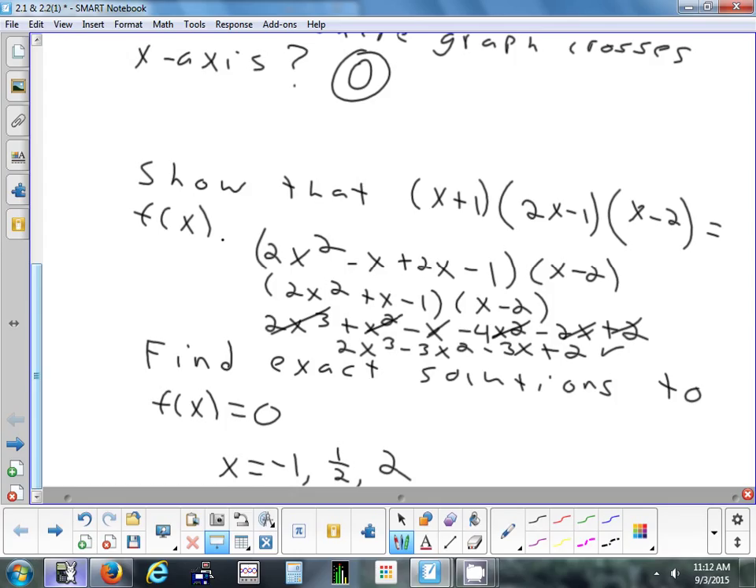Look what happens if you plug in 1/2. 2 times 1/2 is 1. 1 take away 1, 0. 0 times anything, 0. The last one, if you fill in 2, 2 minus 2 is 0. So the point here is, if you can factor something, you can find the roots very quickly, just by figuring out what makes this 0, what makes that 0, and what makes that 0.